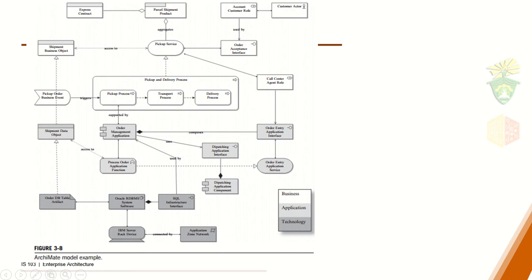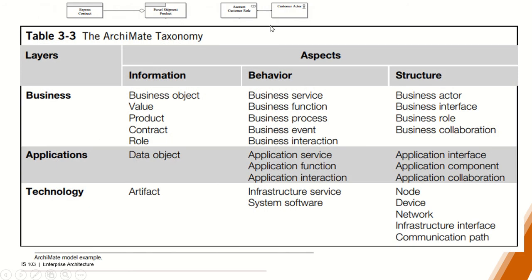table 3-3, no? Ayun, so mo ani ang murag summarize concept sa Archimate na taxonomy na siya tatlo ka layers: business, applications and technology, and then siya ay mga categories in terms of information, behavior, and structures.